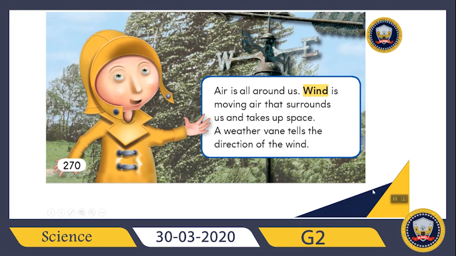If I want to know the direction of the wind, what should I do? I will use the weather vane. The weather vane tells us the direction of the wind. Do you see this picture here? This is the weather vane. You have 4 directions and you can know the direction of the wind. Let's see the next one.